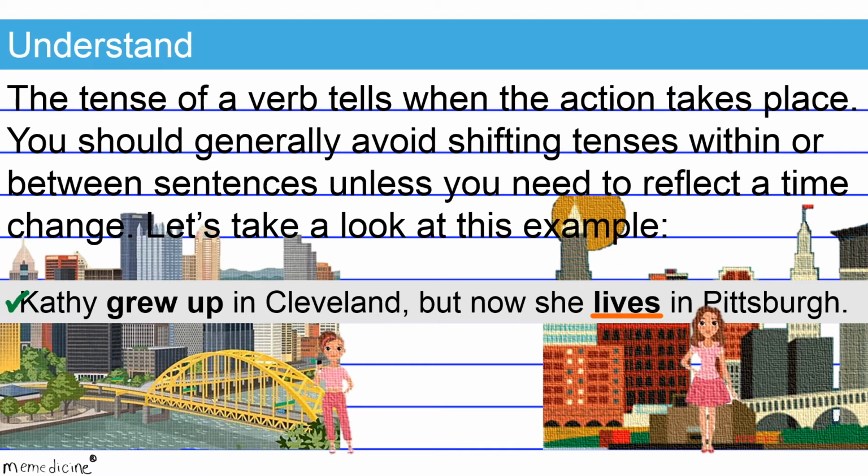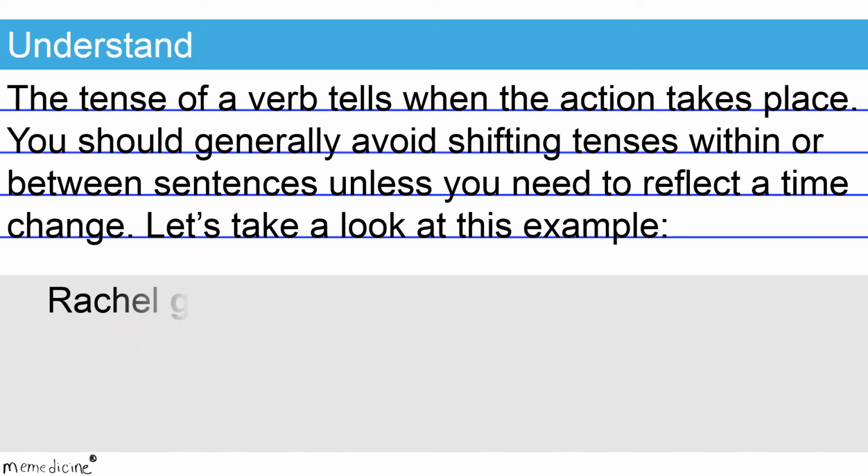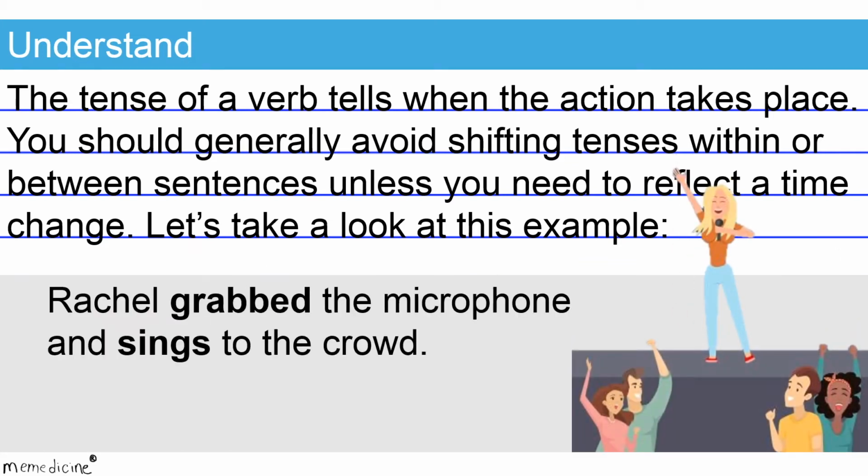Or check out this second example. Rachel grabbed the microphone and sings to the crowd. There is no need to reflect a time change, so both verbs should be in the same tense. The first featured verb, grabbed, is written in the simple, singular, past verb tense, so we know the singing also took place in the past.